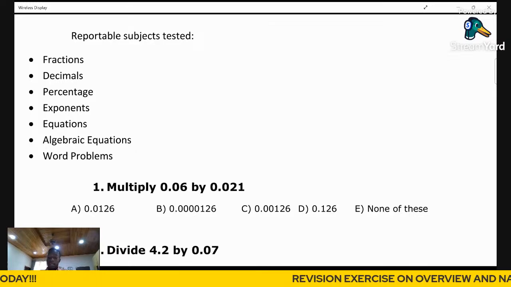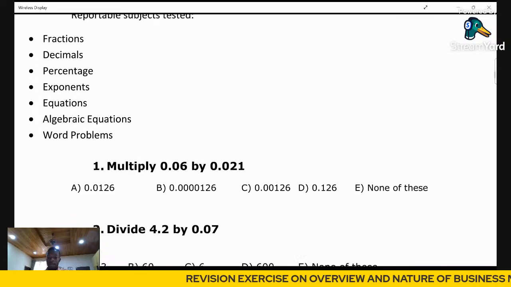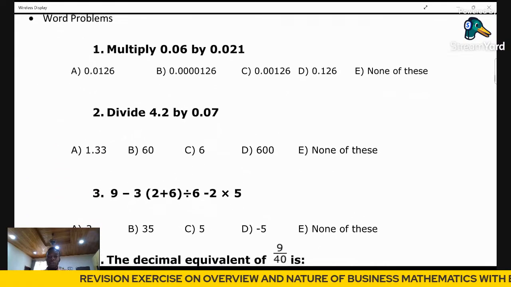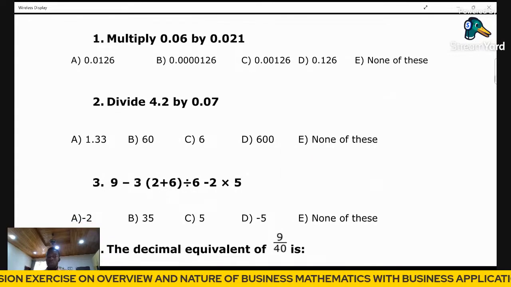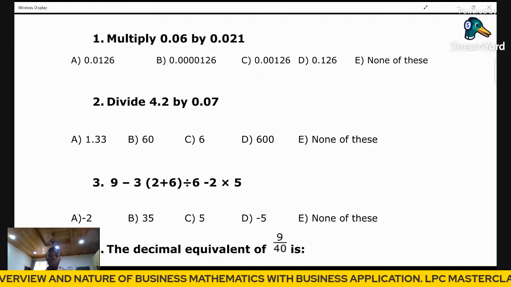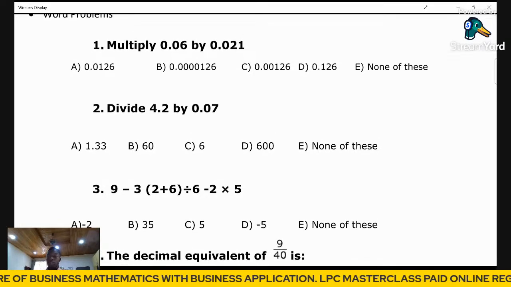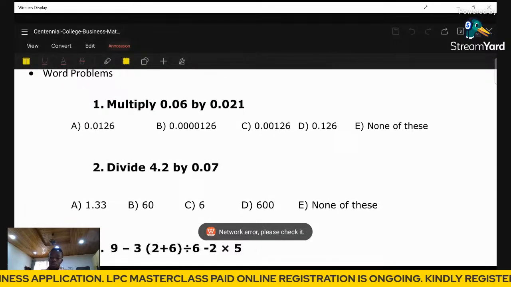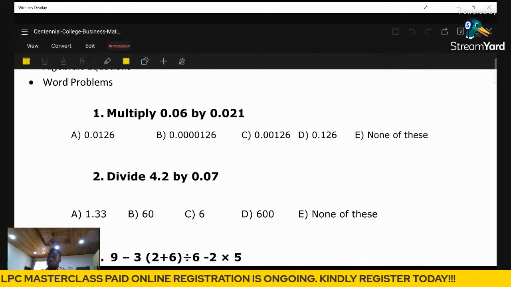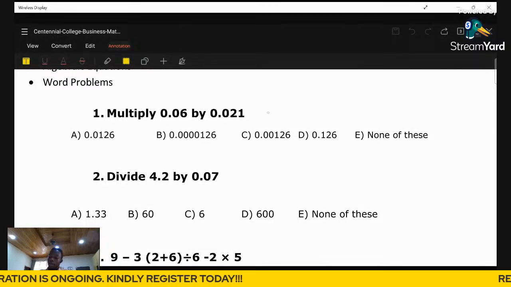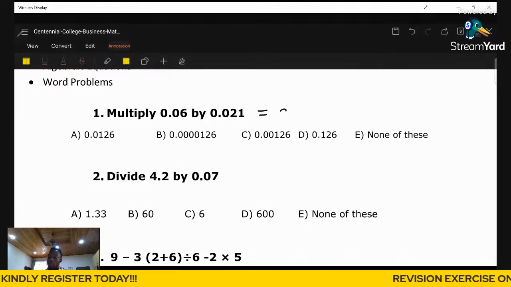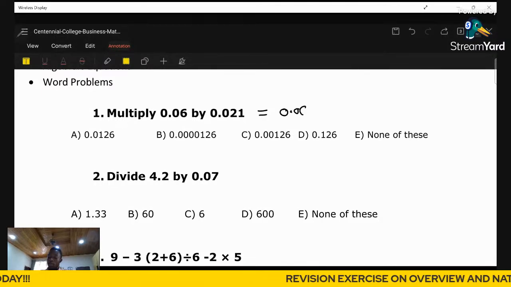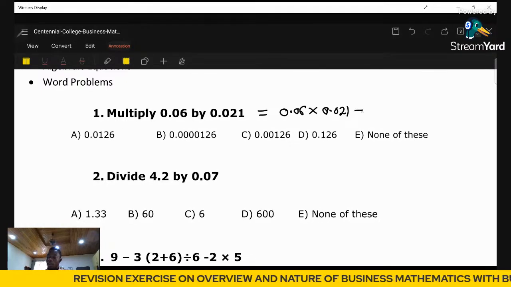So let's get started. This happens to be our first question. We are asked to multiply 0.06 by 0.021. So let's see how we undertake this operation. I'll create my board here. By multiplication, we are multiplying 0.06 by 0.021. And what are we getting?